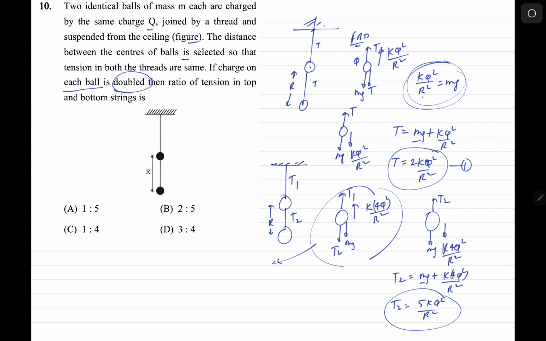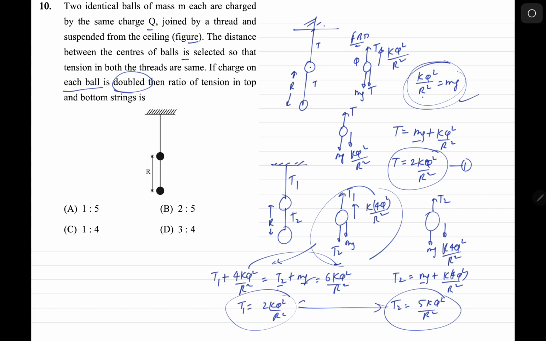For this ball you can write the equation: T1 plus 4kq square by r square equals T2 plus mg. What is T2 here? 5kq square by r square, and mg is kq square by r square, which makes 6kq square by r square, and this 4 will go to that side, becomes 2. So T1 will come as 2kq square by r square.